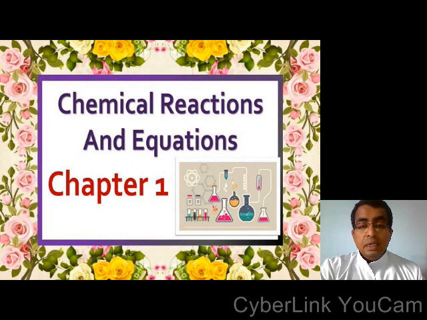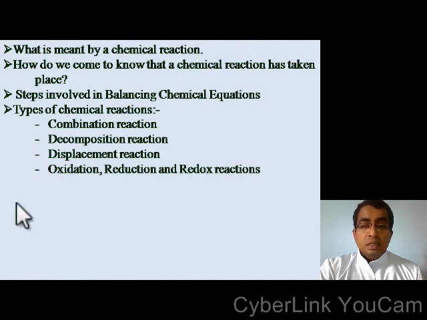Today, we begin a new chapter, Chapter 1: Chemical Reactions and Equations. In this chapter, you will learn about what is meant by a chemical reaction, how we come to know that a chemical reaction has taken place, the various steps involved in balancing a chemical equation, types of chemical reactions, combination reaction, decomposition reaction, displacement reaction, oxidation, reduction, and redox reactions.